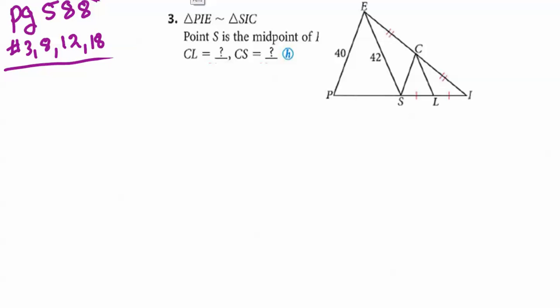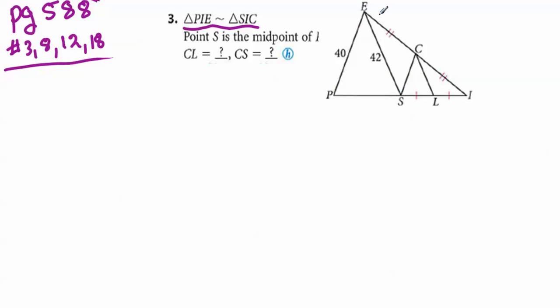Starting off with number 3. So let's go ahead and take a look at 3 here. Here's usually our most important piece of information right here. If I was just dealing with straightforward similarity problems, I could start setting up my proportion with PI over SI and so on, IE over IC, and see what can work. But this isn't going to go that way. They're trying to trick us up a little bit.